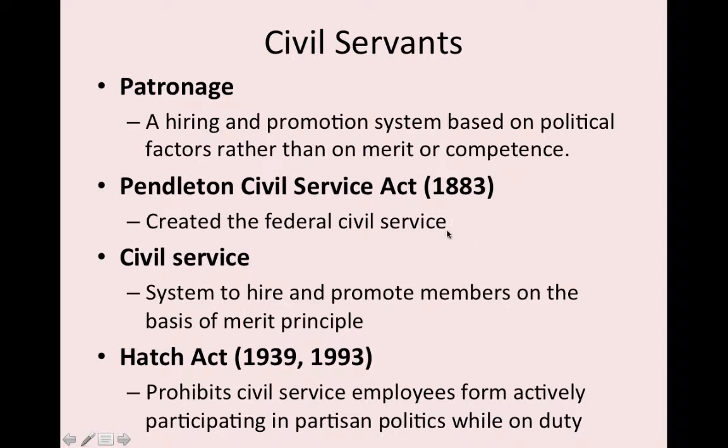So the Pendleton Civil Service Act, combined with the Hatch Act, which we'll talk about in a second, eliminated picking people based on personal preference and made it a system more based on merit or competence. The Hatch Act also was significant because it currently prohibits civil service employees, so anyone in the bureaucracy, from actively participating in partisan politics while on duty.